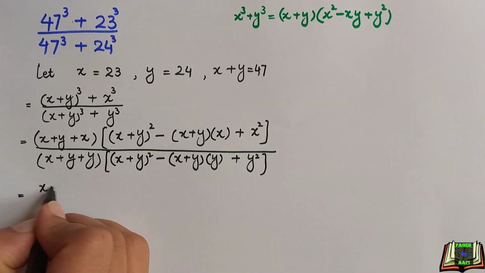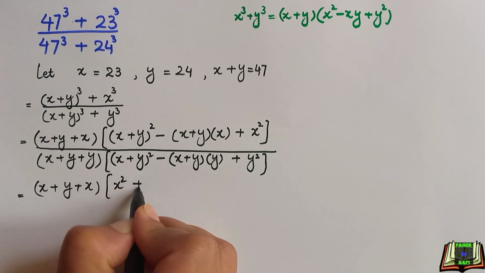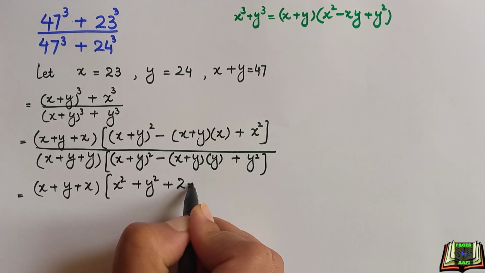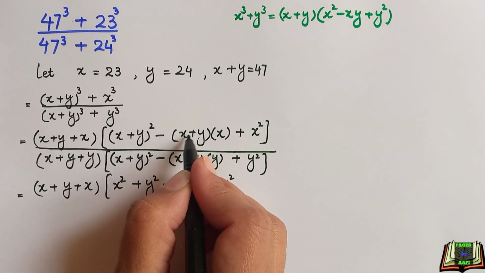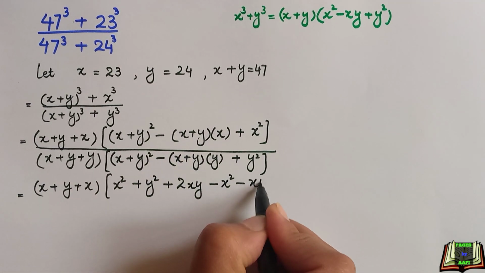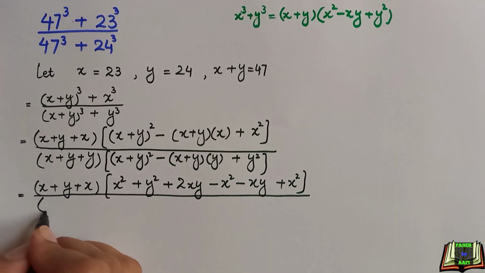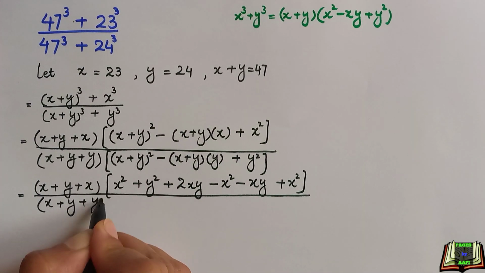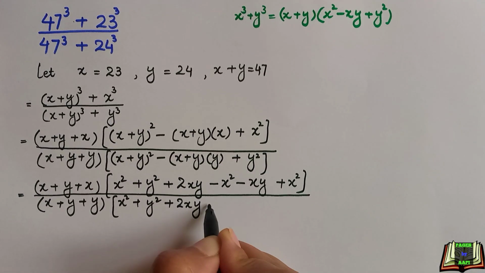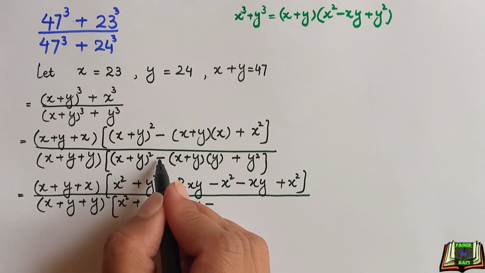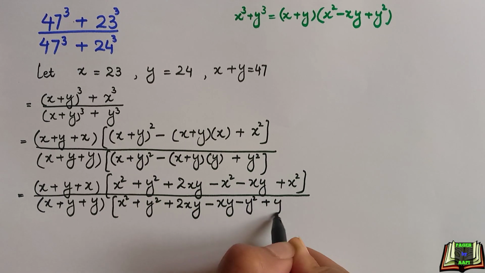This will be written as x plus y plus x, and (x plus y) whole square is equal to x square plus y square plus 2xy, and now multiply this x and the minus sign also: minus x square, minus minus xy, plus x square, over, in the denominator, x plus y times x square plus y square plus 2xy, and let's multiply this y and the minus sign with this: minus xy, minus minus y square, plus y square.